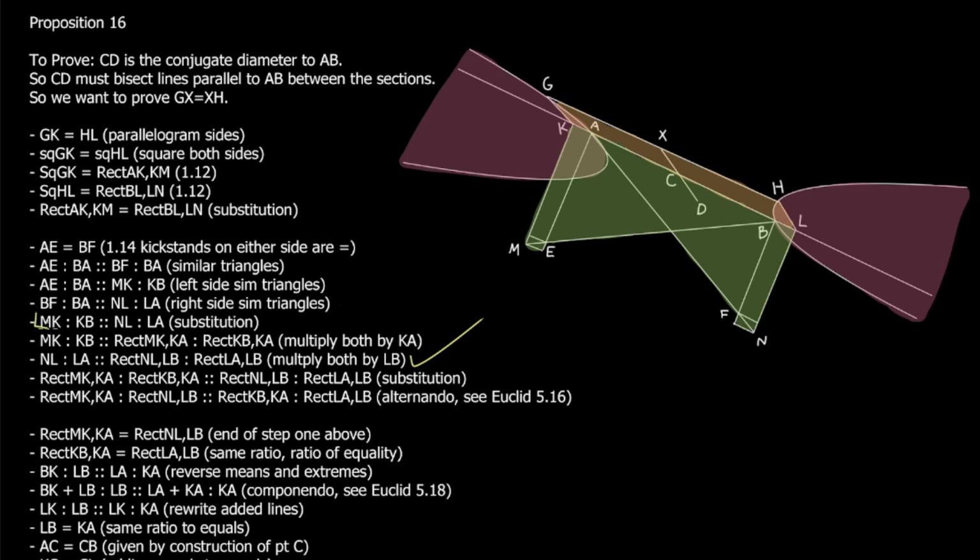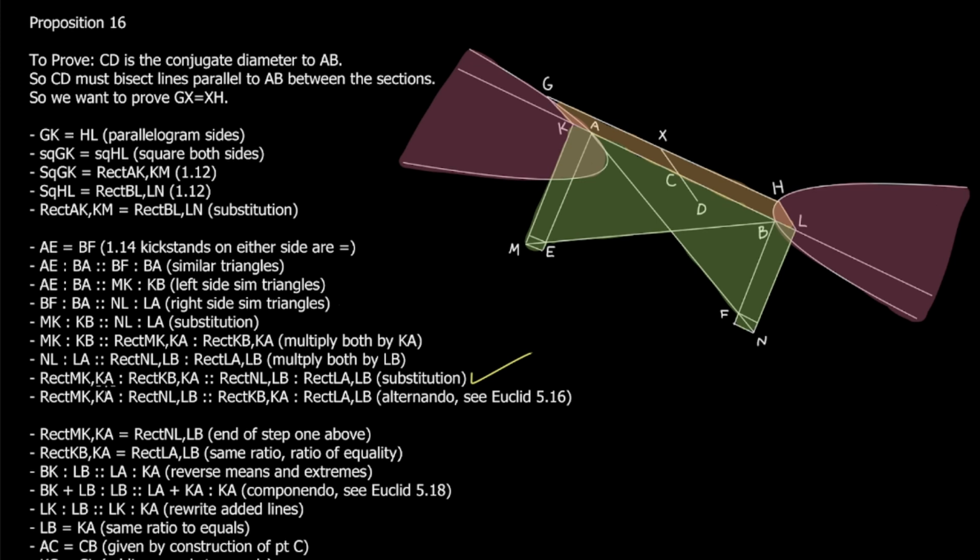So then we have MKKB, and we'll substitute that for this on this side, and then we have NLLA, and we'll substitute that for this. And that's how we get this whole thing. And I won't read that out, but it's just what I've just circled. Rewritten.